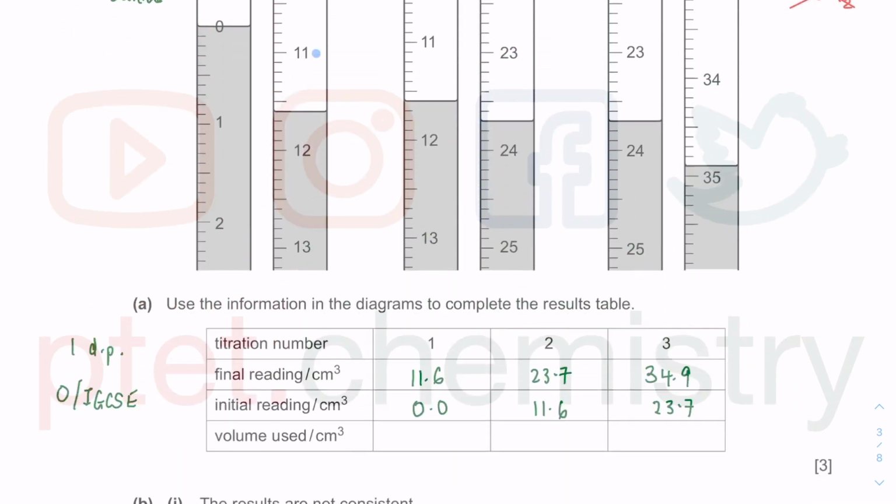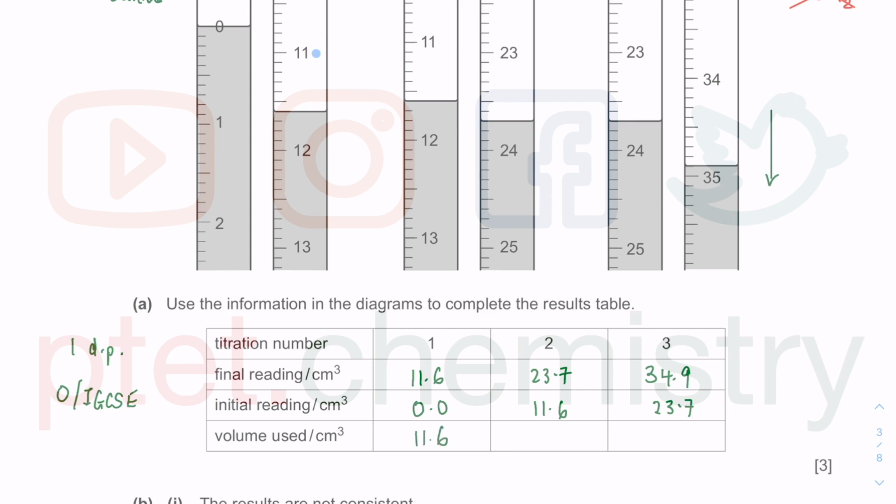34.9. I have noticed that some students thought you are reading this way, but you need to be careful and look at the other readings above and below it and see which direction you're going in. In fact, you're going in this direction. So, you don't read from bottom to top, you read that way around because it's 34, this 35, this 34.9. Pop that into your calculator.